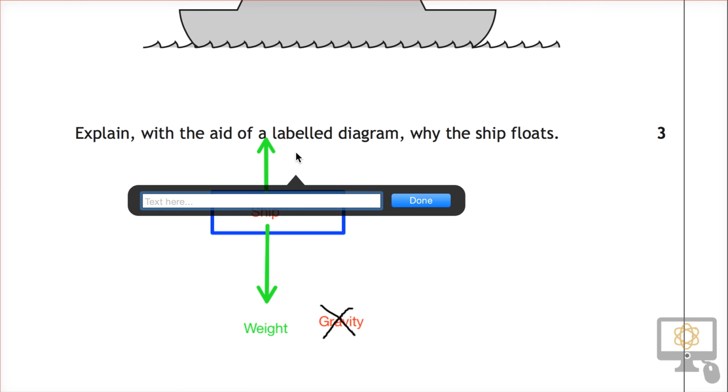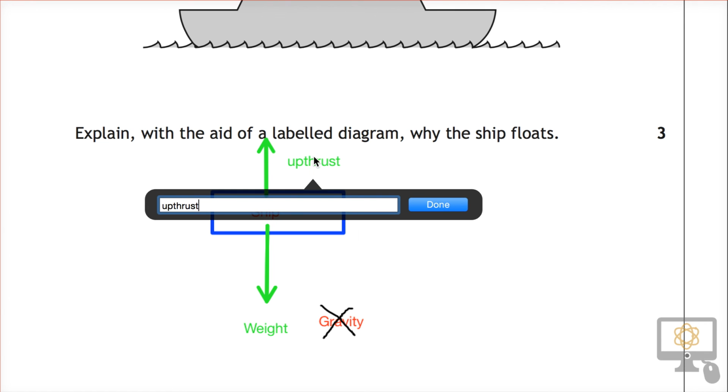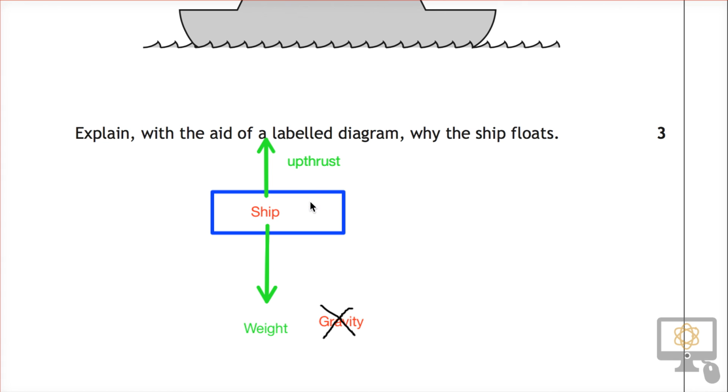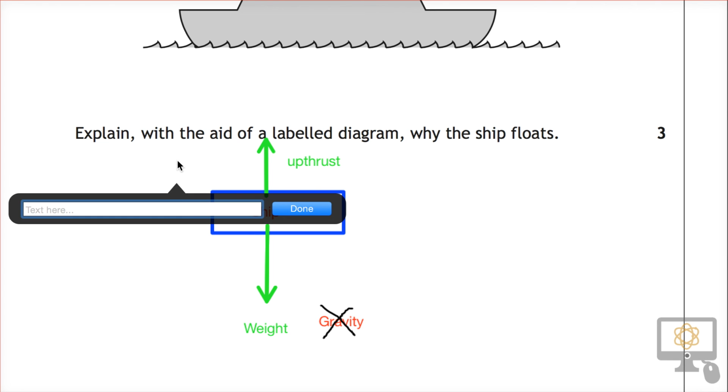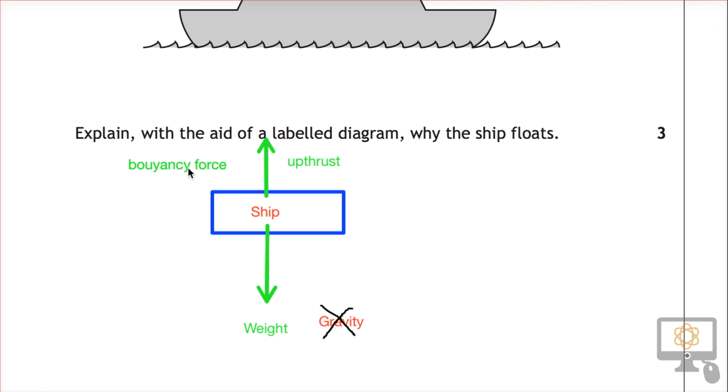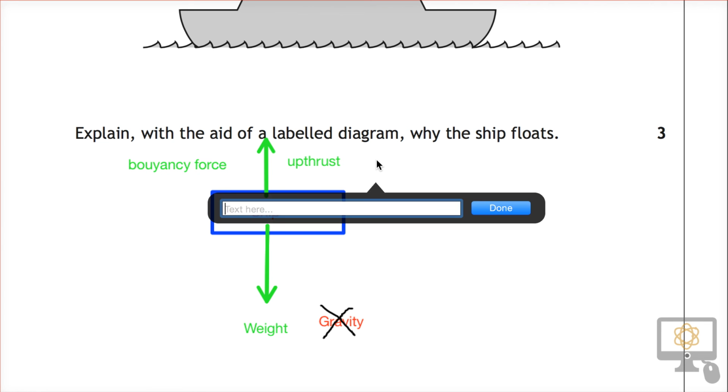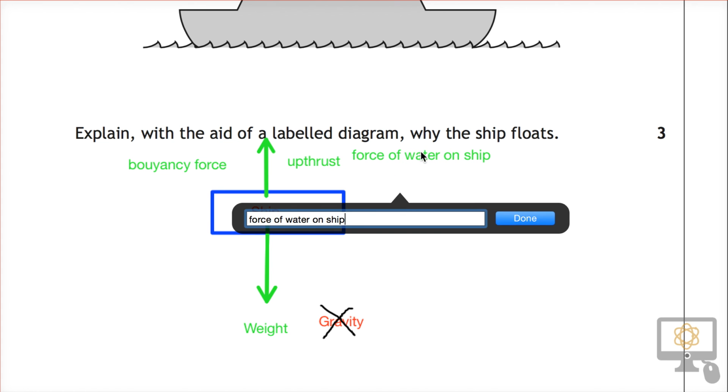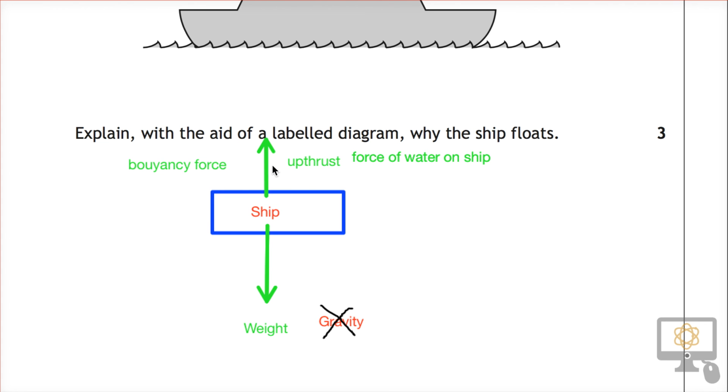Now there's a number of things you could use. You could say it's upthrust, and that would be a perfectly acceptable name for it. You could say buoyancy force. Let's see if we can get buoyancy spelled right. But you would have to call it a buoyancy force. If you just called it buoyancy, that wouldn't be sufficient. Or you could call it the force of the water on the ship. So again, there's a number of different options for the name of the upward force.